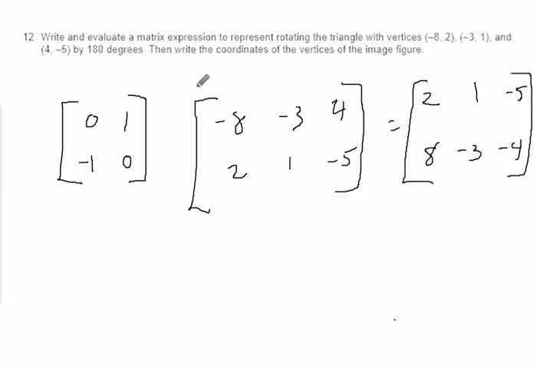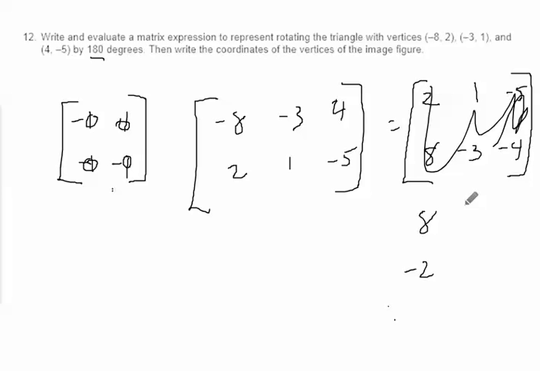Right? Well, wait a second. We're rotating it 180 degrees. That changes this matrix here a little bit, doesn't it? That would change this matrix here to -1, 0, 0, -1. And when we multiply by that, we'd get a completely different answer here. We would get an 8, -2. We would get a 3, -1. And we would get a -4, 5. That would give us the new location. And again, these are x, y, x, y, x, y.